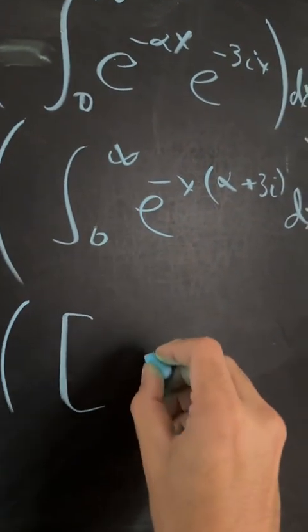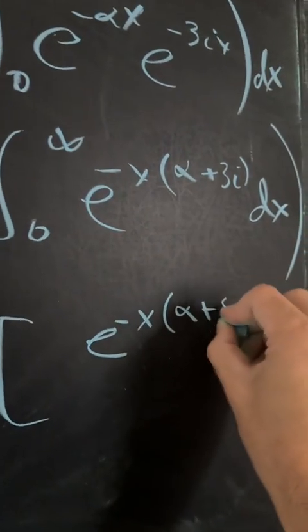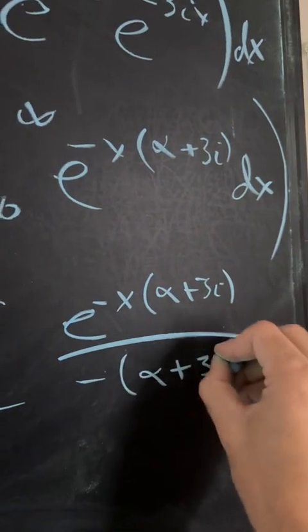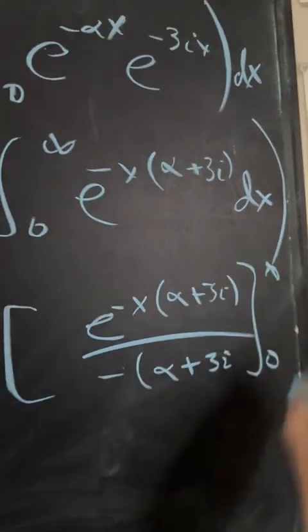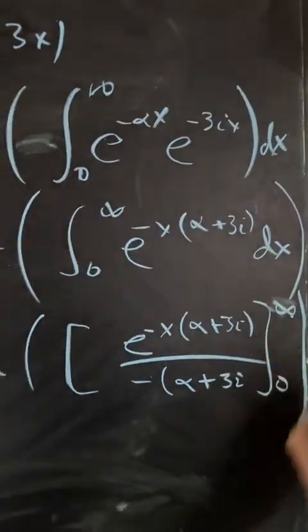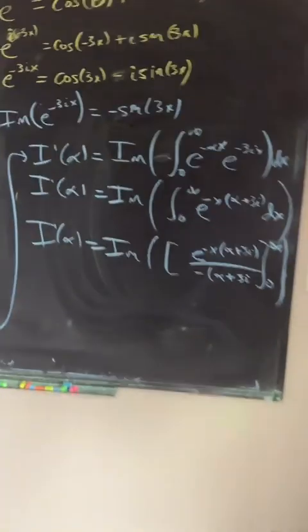e to the negative x times alpha plus 3i all over negative alpha plus 3i, and then from 0 to infinity. I know people get really worried about the infinity. I should put a b and then take a limit, and that's totally true. But you know, we're just way past that at this point, just for the sake of integrating these things.